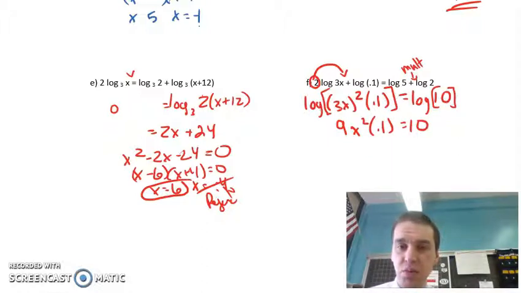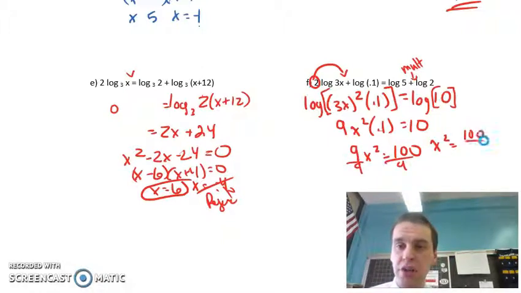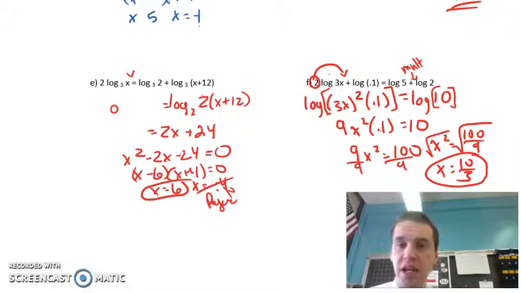Again, we had one log on each side, so we set the insides equal. If we divide by 0.1 or a tenth, we also know that that's the same as multiplying by 10. So we're going to get 9x squared to equal 100. Divide by 9. We're going to get x squared to equal 100 over 9, and then we will square root both sides to get x equal 10 over 3. And again, we do not worry about the negative portions because you cannot have a negative log. So you should have 10/3 there.